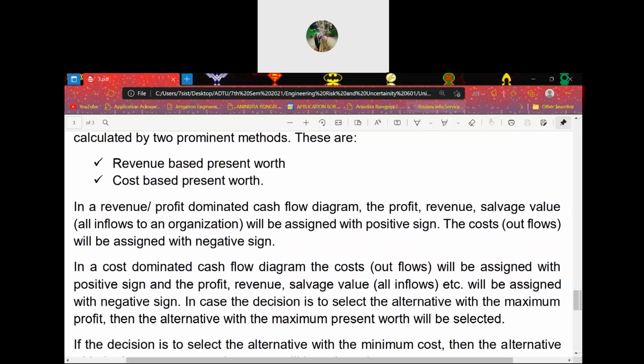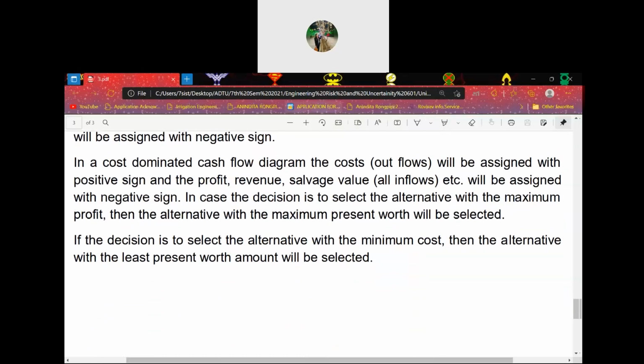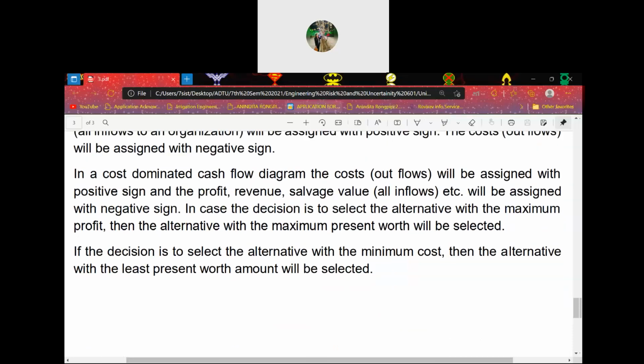So in case the decision is to select the alternative with the maximum profit, then the alternative with the maximum present worth will be selected. If the decision is to select the alternative with the minimum cost, then the alternative with the least present worth amount will be selected.